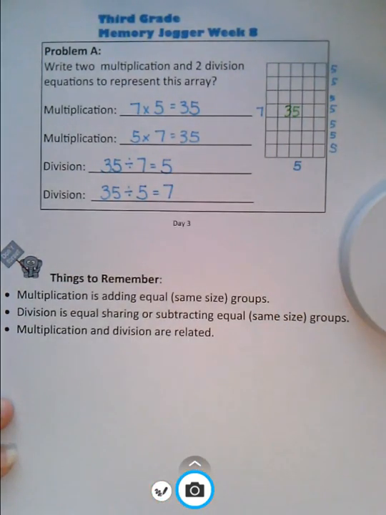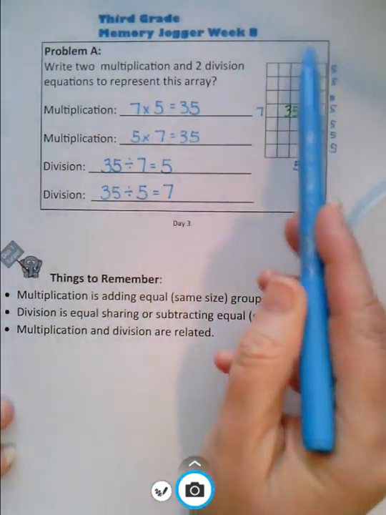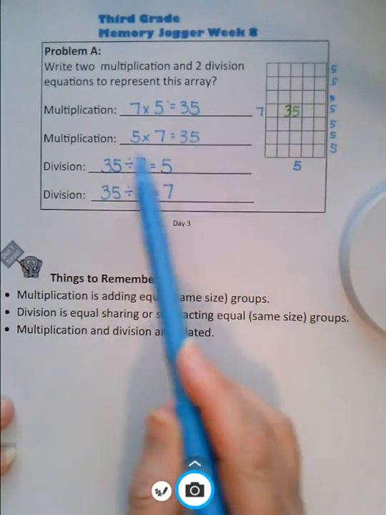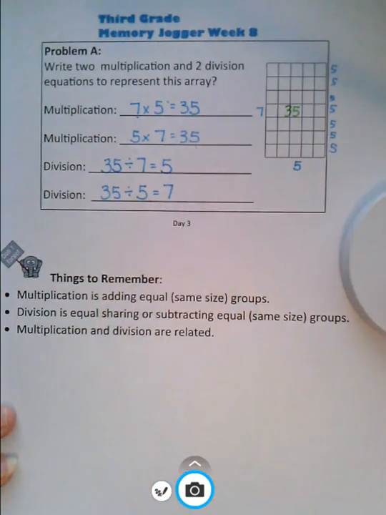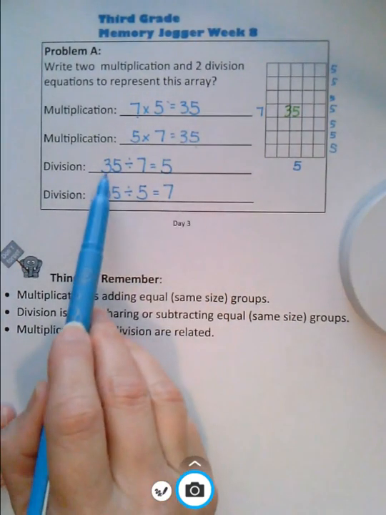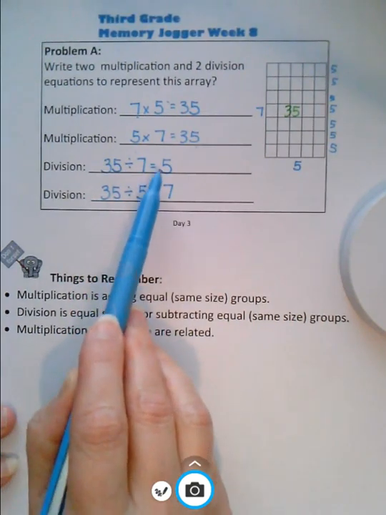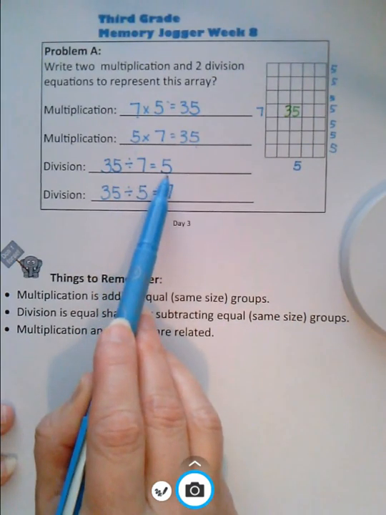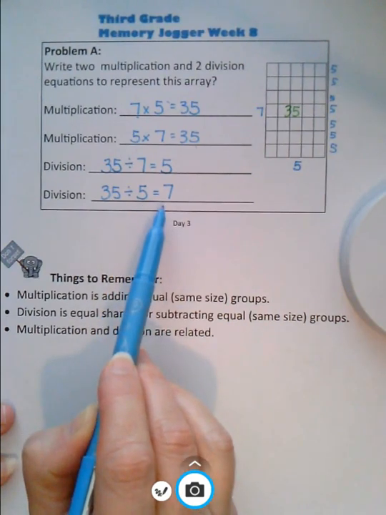Notice this relationship between multiplication and division. Each one of these statements representing the same array have 7, 5, and 35. We can reverse the factors for the two multiplication equations, and we begin with the total, and we divide by rows or we divide by columns for the two division equations. When we divide by the rows, the number of columns is the quotient. When we divide by the columns, the number of rows is the quotient.